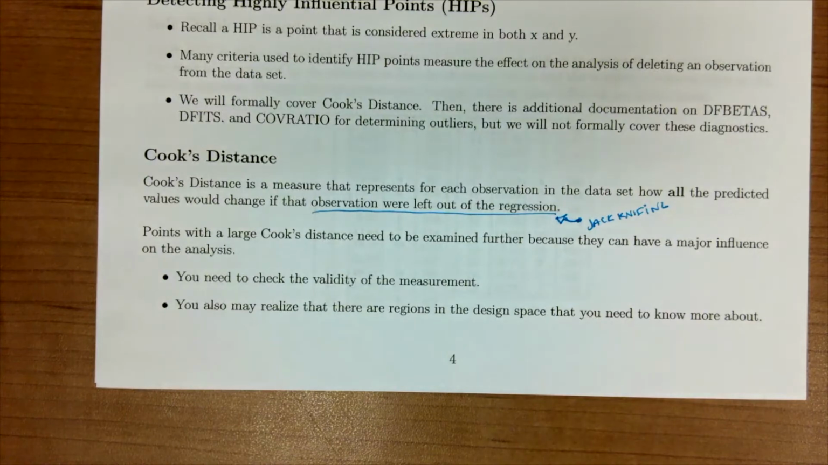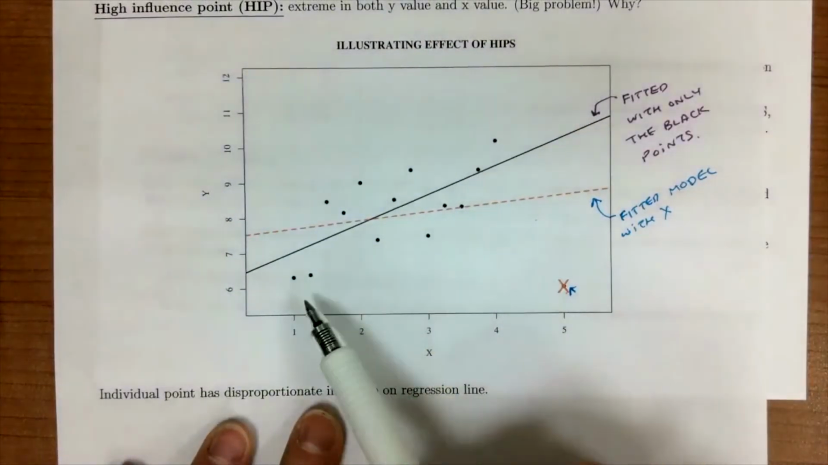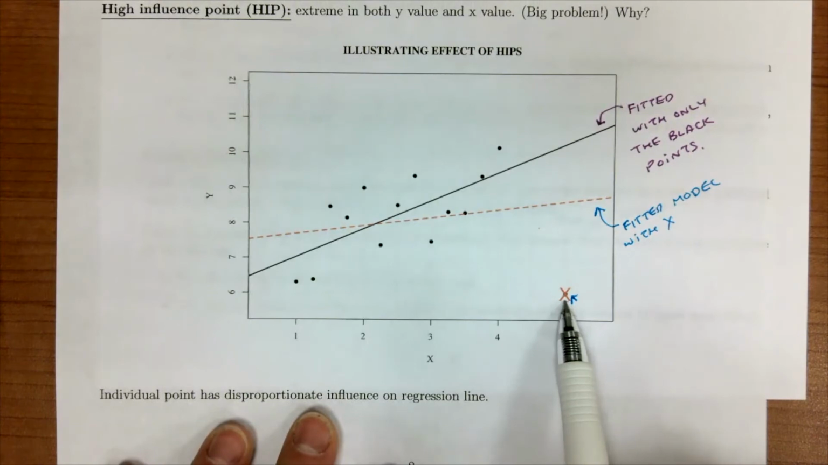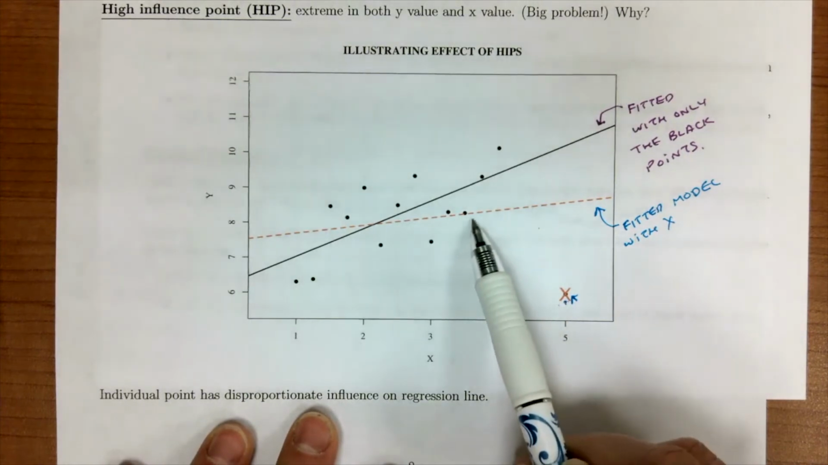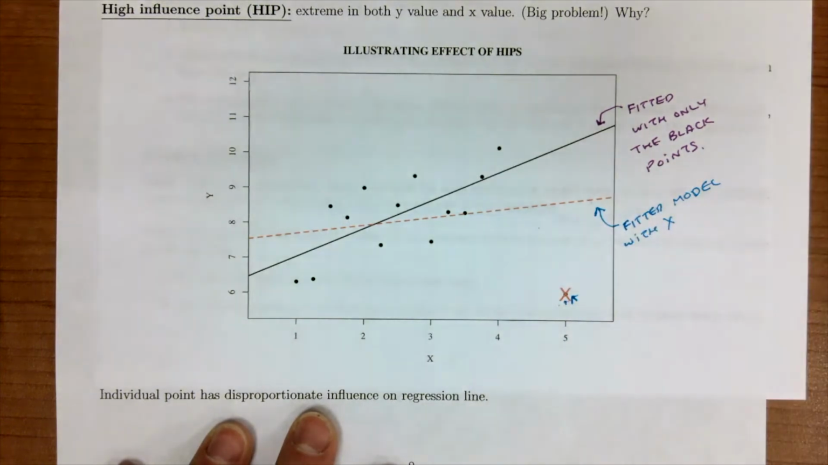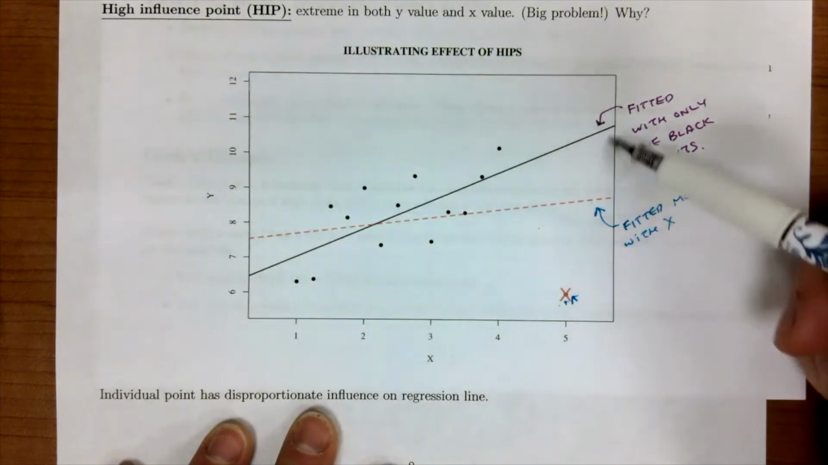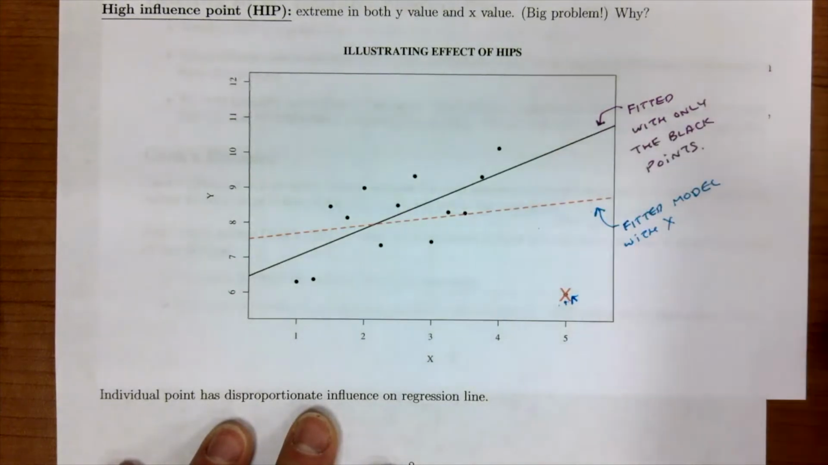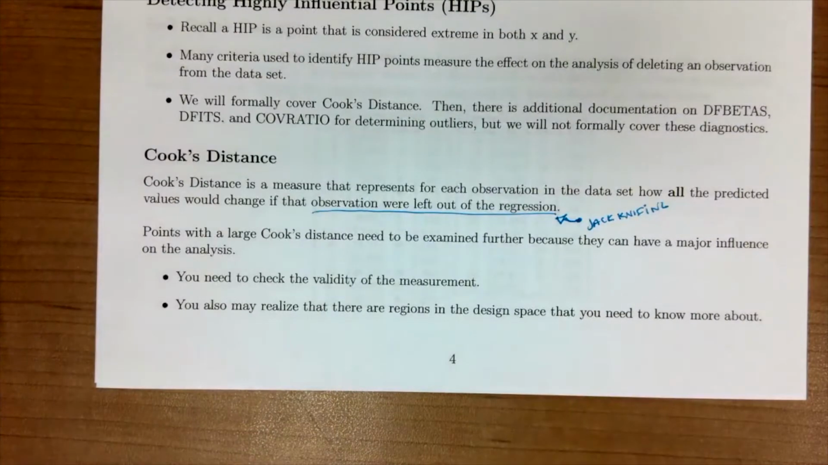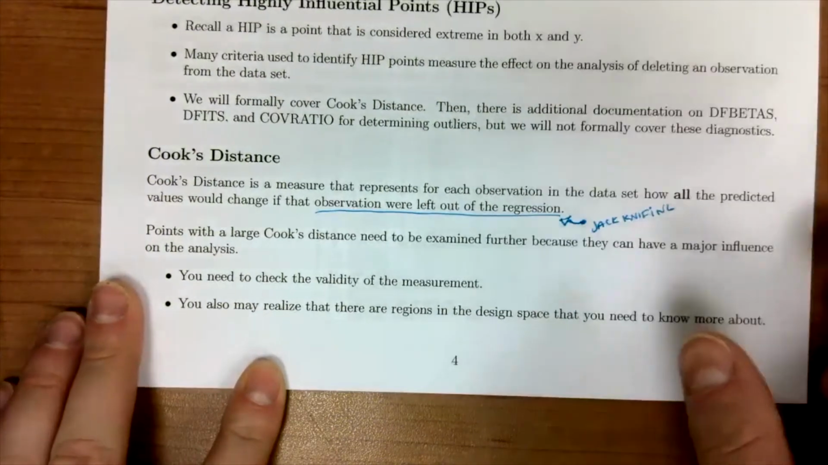That idea comes into play here. When we had this outlier in the data, we had this regression fit. When we removed it and refit the data, we now had this regression line. There's a pretty large impact here. And that's the idea of Cook's distance, or at least how it's calculated: we're removing observations and seeing how it affects our results. Typically, points with larger Cook's distance need to be examined further because they can have a major influence.